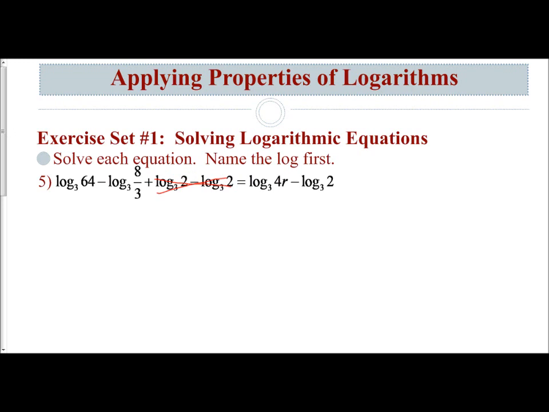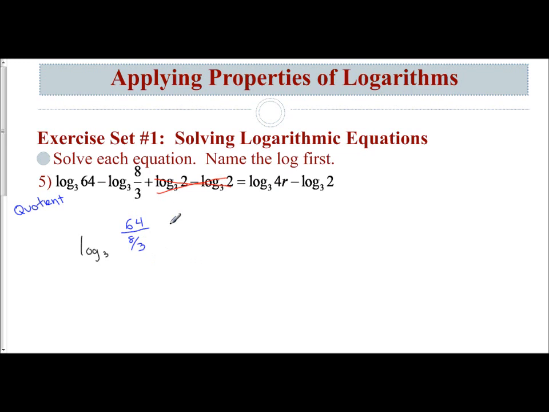And so I really have the equation log base 3 of 64 minus log base 3 of 8/3 equals log base 3 of 4r minus log base 3 of 2. That's a lot simpler. So let's look at the left side. I am subtracting logs. That is like subtracting exponents, which means I'm going to be applying my quotient rule. So to combine these two logs together into one log, log base 3, I'm going to divide the expressions. I'm going to take 64 and divide by 8/3.